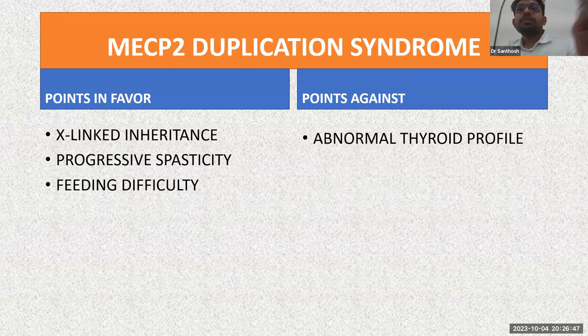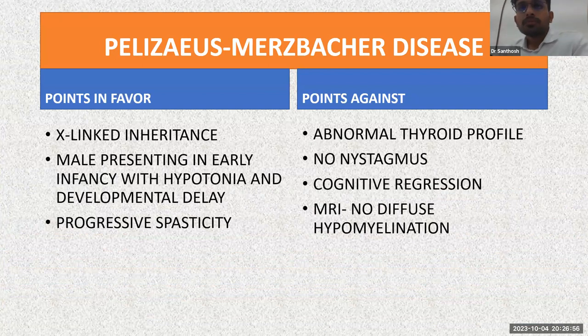And MECP2 duplication syndrome, points in favor are X-linked inheritance, progressive spasticity with feeding difficulty; points against were abnormal thyroid profile. And points in favor for Pelizaeus-Merzbacher disease were X-linked inheritance, male presenting in early infancy with hypotonia and developmental delay, along with progressive spasticity. Points against were abnormal thyroid profile with no nystagmus, cognitive regression, and on MRI, no diffuse hypomyelination.